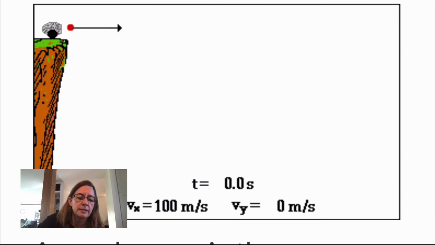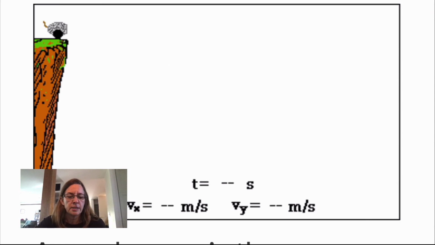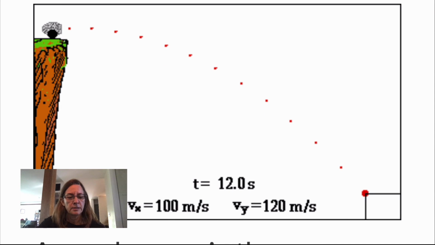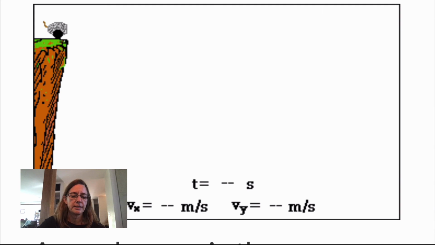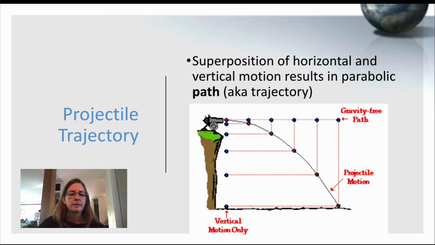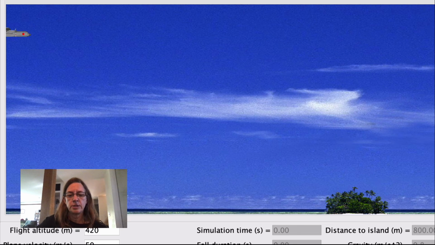Vertically, on the other hand, as soon as the object is fired from the cannon, it starts to accelerate downwards at a rate of about 10 meters per second squared. So notice that the y component of velocity is changing, it's increasing by 10 meters per second every second. If you put those two paths together, both the gravity-free horizontal path and the vertical motion, the combination of those two motions gives you a parabola shape.